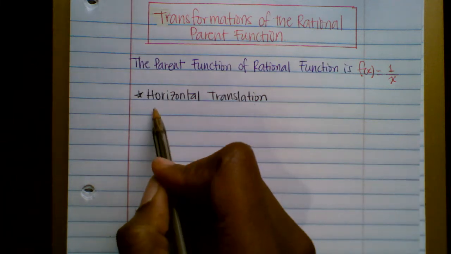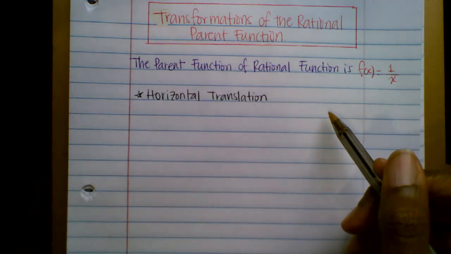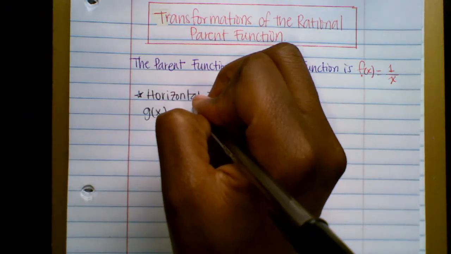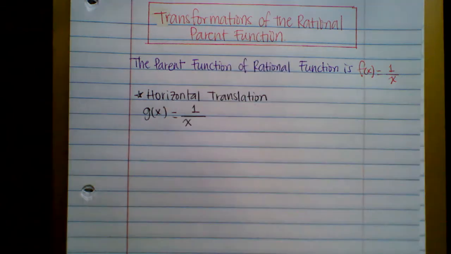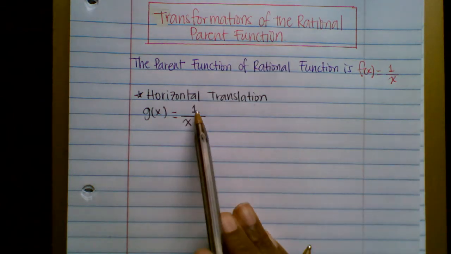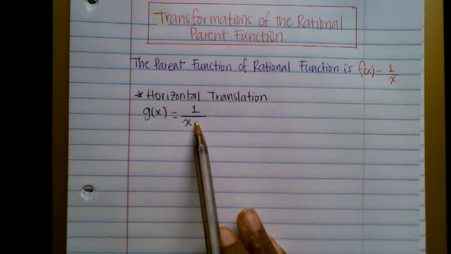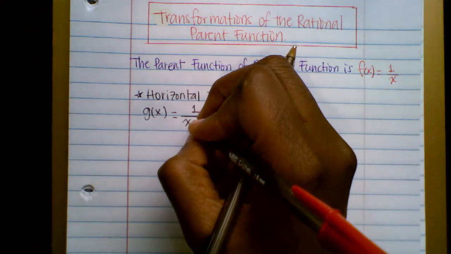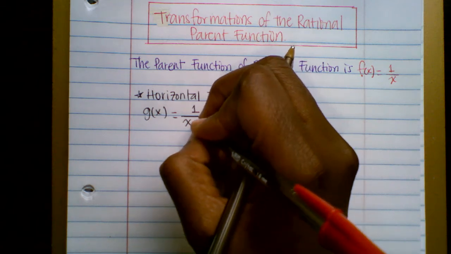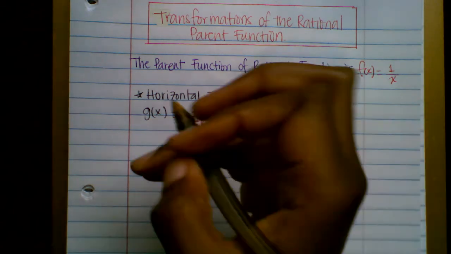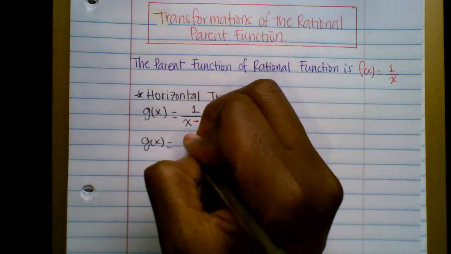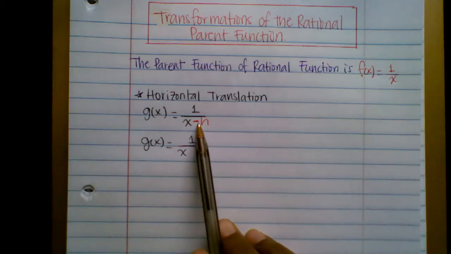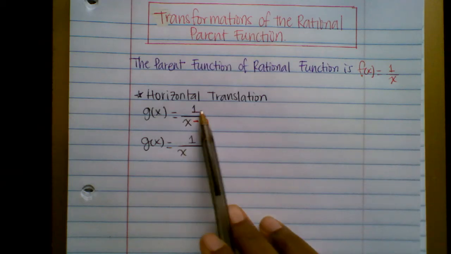So how would you recognize a horizontal translation? Let's say you're given a function g of x equal to 1 over x. You see the parent function 1 over x, and next to the x, you see a number being added or subtracted from the x. For my example here, I'm going to use minus h. Any number you see being added or subtracted from the x represents the horizontal translation.